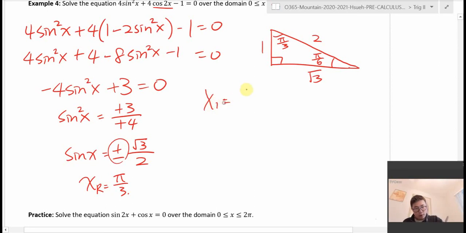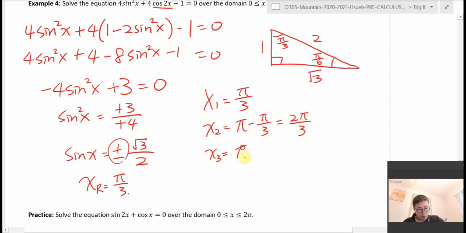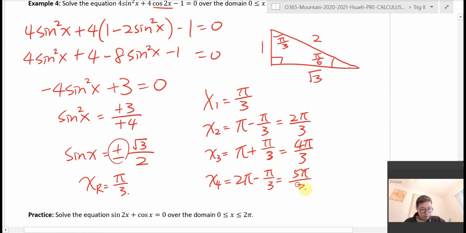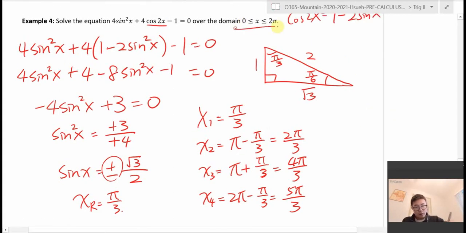So your x1 is simply going to be your reference angle. Your x2 is going to be in the second quadrant, so pi minus pi over 3, which is 2 pi over 3. Your third angle is in the third quadrant, so that's pi plus pi over 3, which is 4 pi over 3. Finally, it will be in the fourth quadrant, and that's going to be 2 pi minus pi over 3, which is 5 pi over 3. Okay, so again, I know my answers would be in all 4 quadrants because sine could be either positive or negative, which will cover all the quadrants. That's why we have 4 answers here. And that is within our domain, of course.